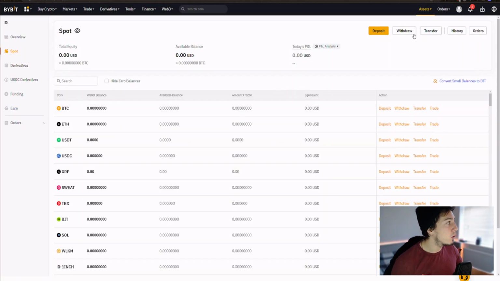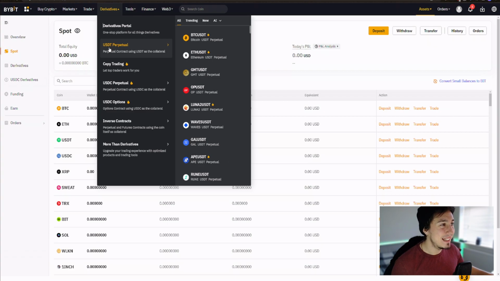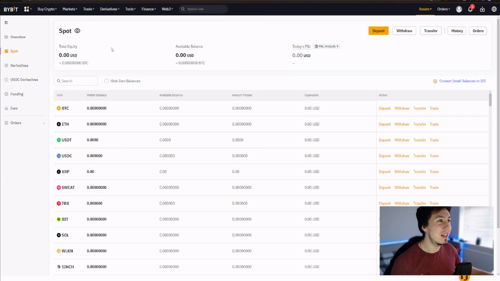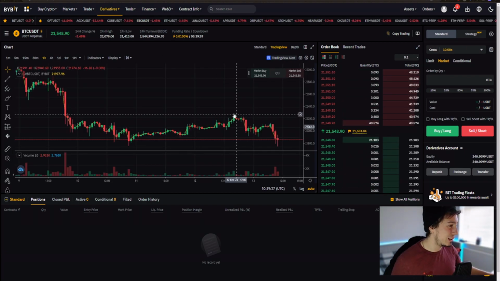Now, once you've done that, you're going to have money in your derivatives account, which is really cool for futures and stuff like that. So you're going to click here, guys. You're going to go USDT perpetual, and we're going to start trading. We're going to have a little look at how easy it is to navigate this particular page.